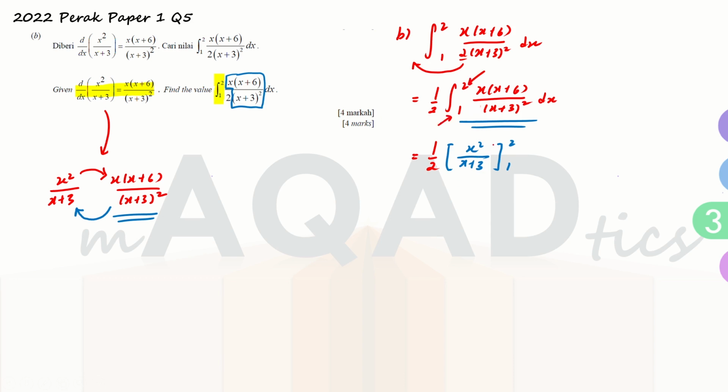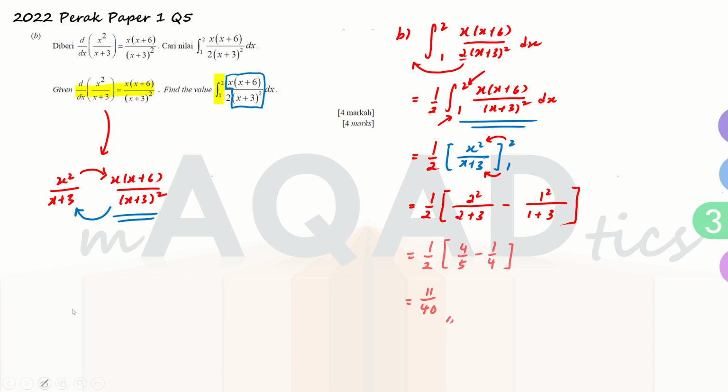To solve this question, we need to substitute these two values inside to find the answer. This is the value where we substitute 2 and this is the value where we substitute 1, and we need to subtract them to find the final answer, which is 11 over 40. And congratulations, we have completed today's question.